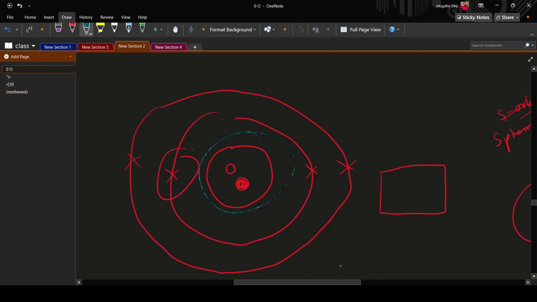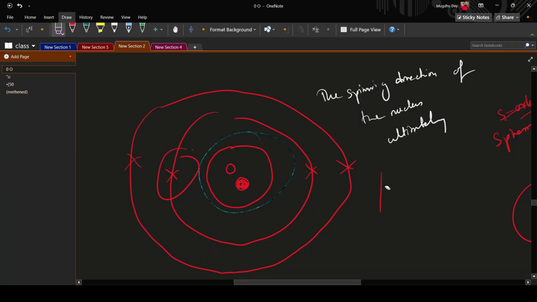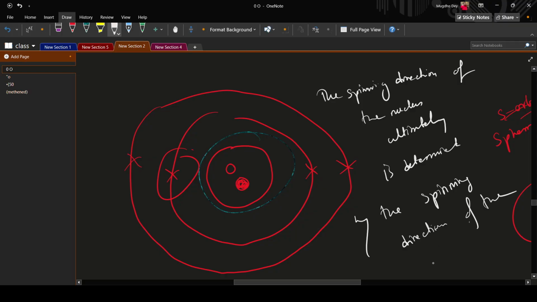Just want to let you know that the spinning direction of the nucleus is ultimately determined by the spinning direction of the electrons.